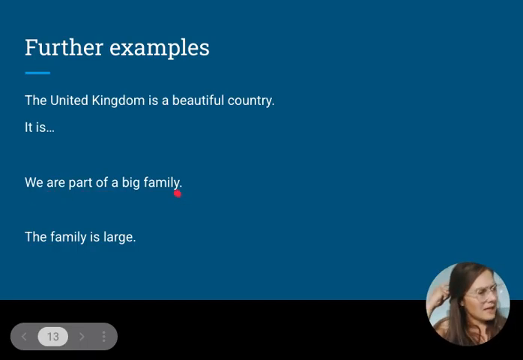But notice, I've taken the same idea. I'm going to talk more about this family. But in this case, the family becomes the agent or the subject. The family, this is talking about a single unit. Now the family is one thing. We could replace it with it. It is large. So notice the to be verb and all of the verbs will change depending on who is the subject or what is the subject or the agent doing the action.